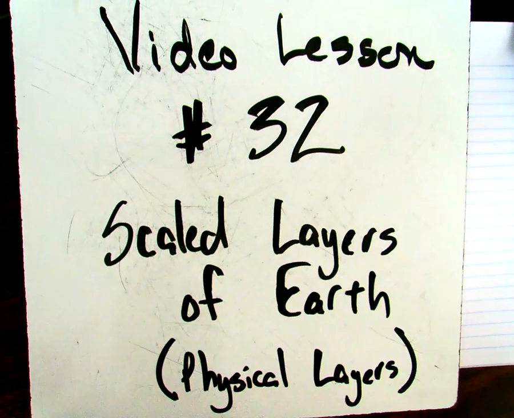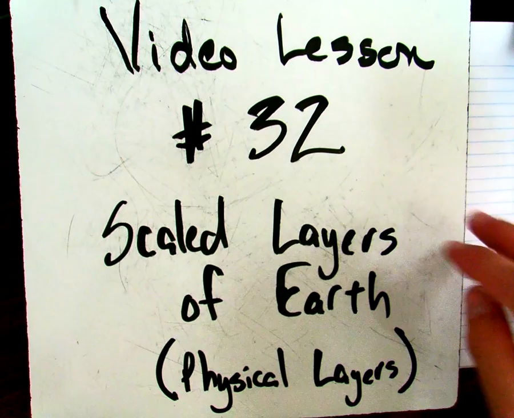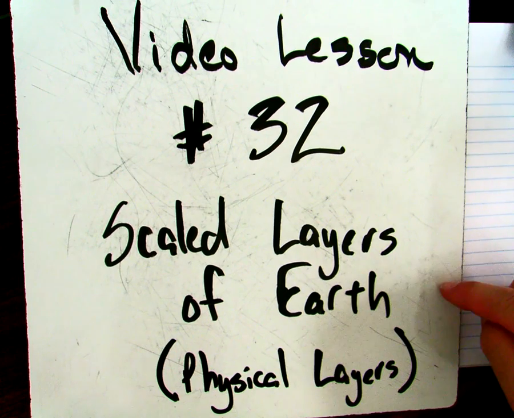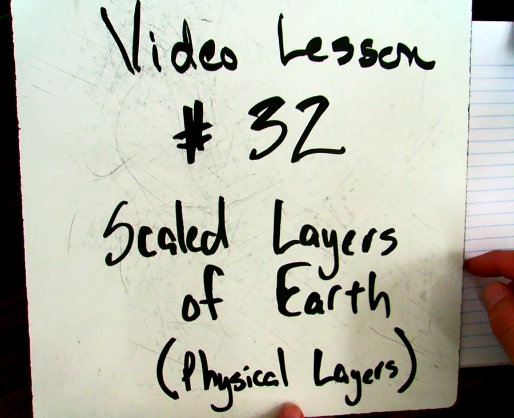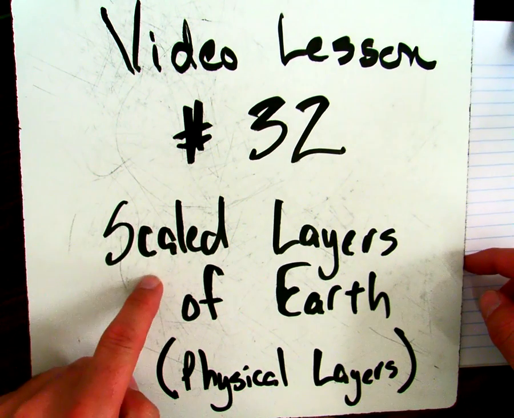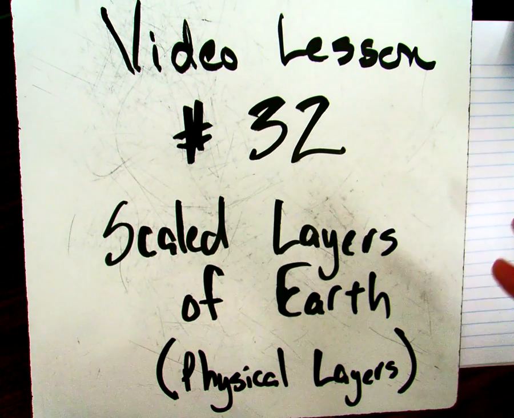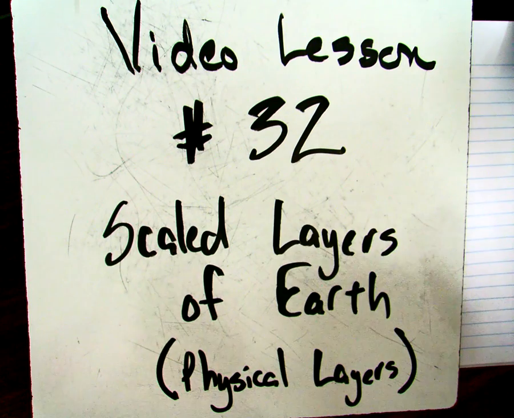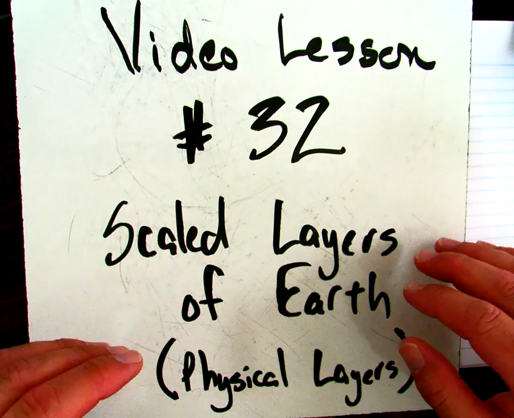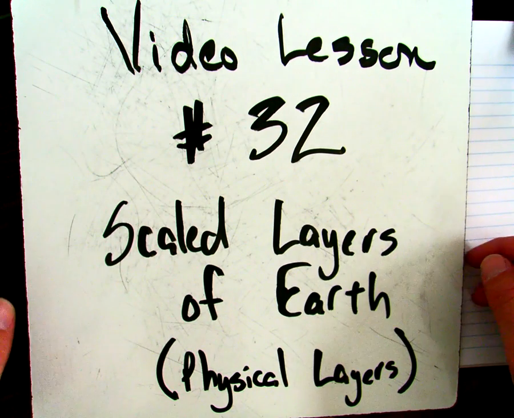Alright, so this is going to be video lesson number 32. We're going to specifically be talking about the scaled layers of the earth, the physical layers. And what we mean by scale is we're about to do a model of Earth's layers. Clearly we are not able to use the real Earth's layers based on their size, so we have to scale that down, and when we say scale that down, we're going to use a specific measurement.